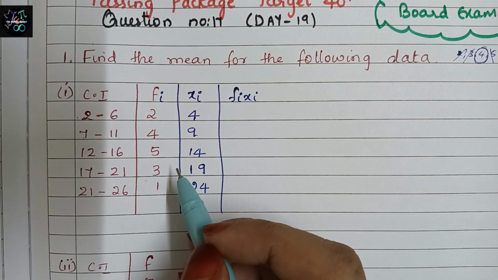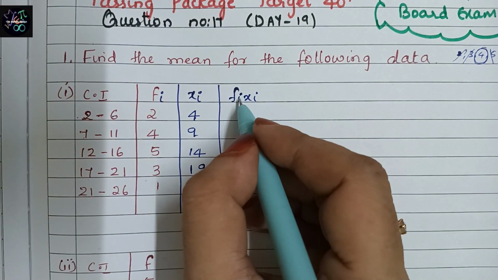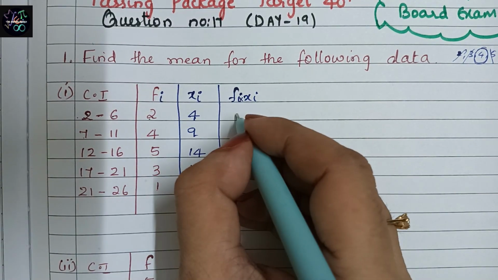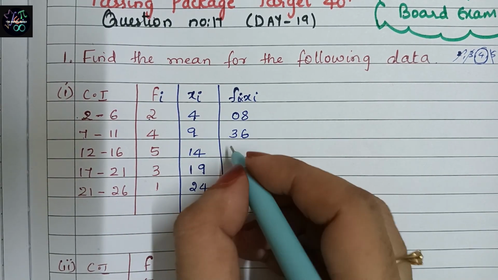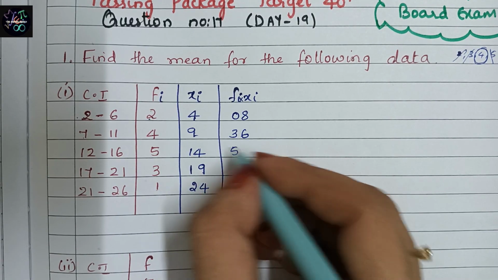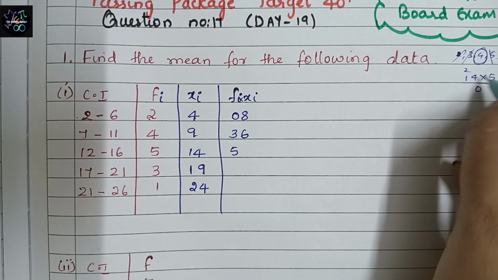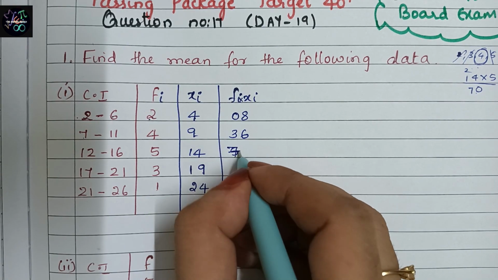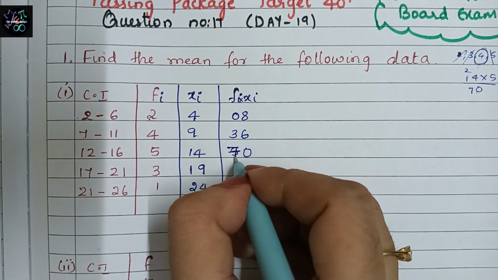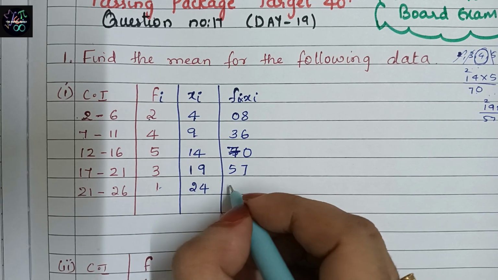So now let us do fi xi. We should multiply this. Fi xi is fi into xi. 4 2s are 8. 9 4s are 36. 14 5s are 70, 5 4s are 20, 5 1s are 5, so 70. 19 3s are 57: 3 9s are 27, 3 1s are 3, 4, 5, 57. This is 57. 24 1s are 24.